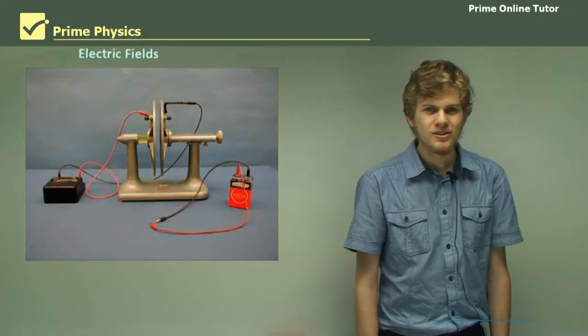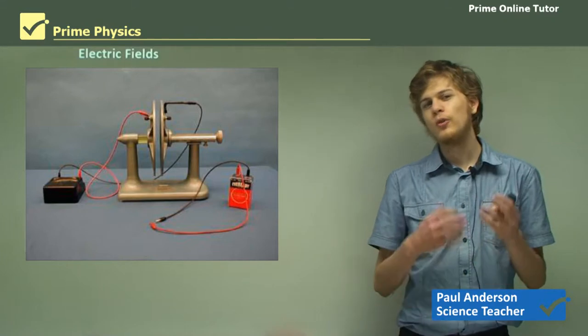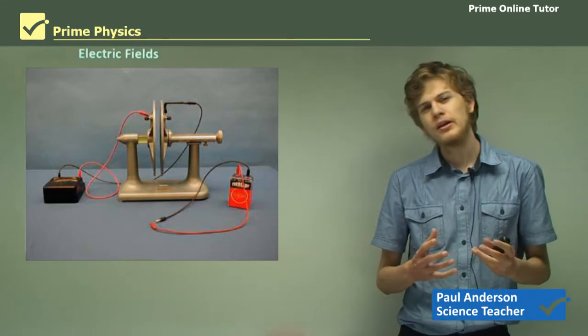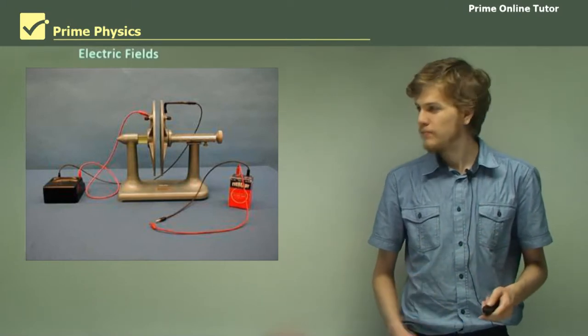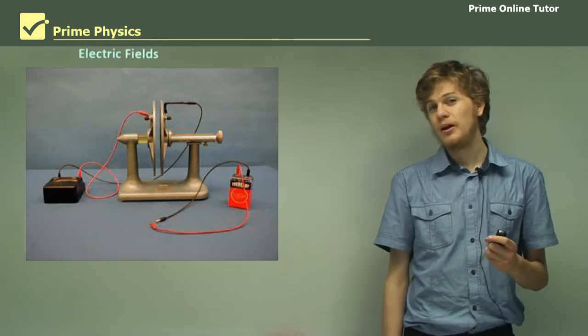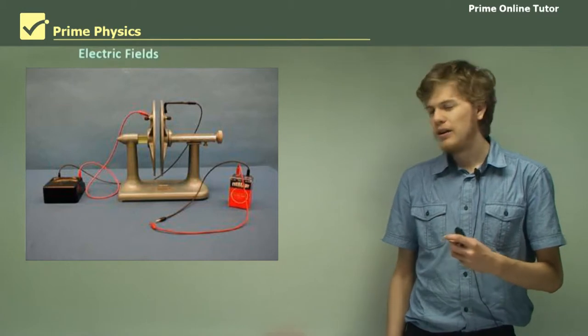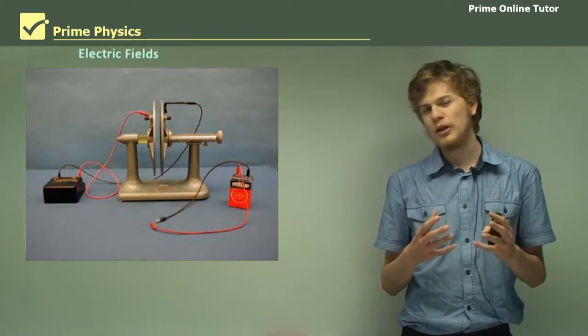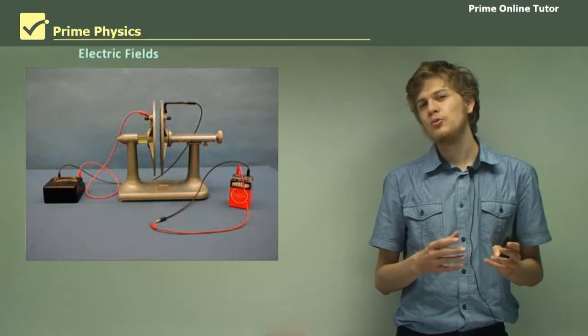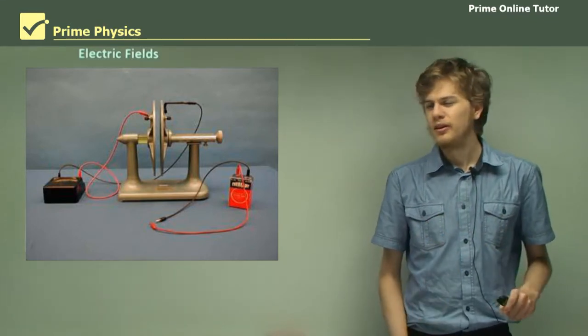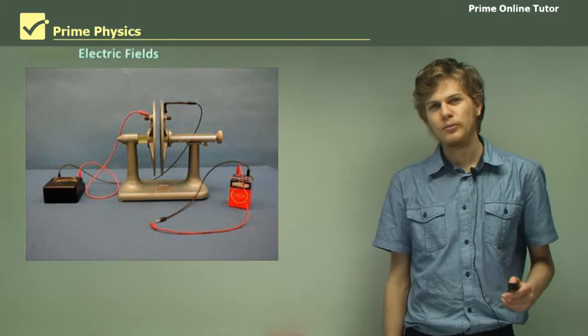Hi everyone. Today we're going to be talking about electric fields. Electric fields are a way of thinking about electric charges that helps us to understand how they will affect other charges. We can see here a pair of parallel plates. Now the way parallel plates works is that one of the plates will be set up with a positive charge and the other with a negative charge, and this will create an electric field. So what exactly is an electric field?